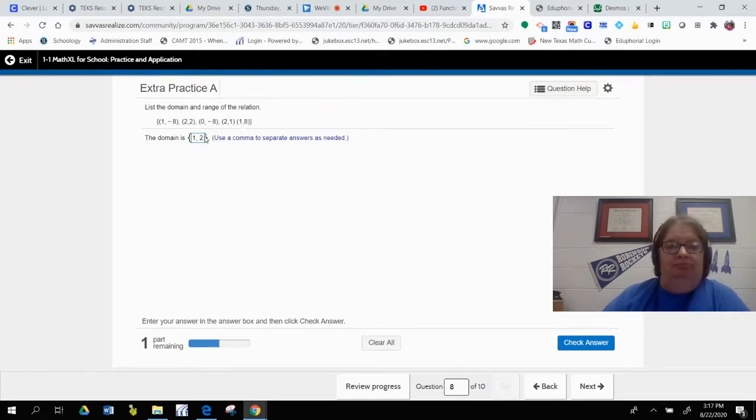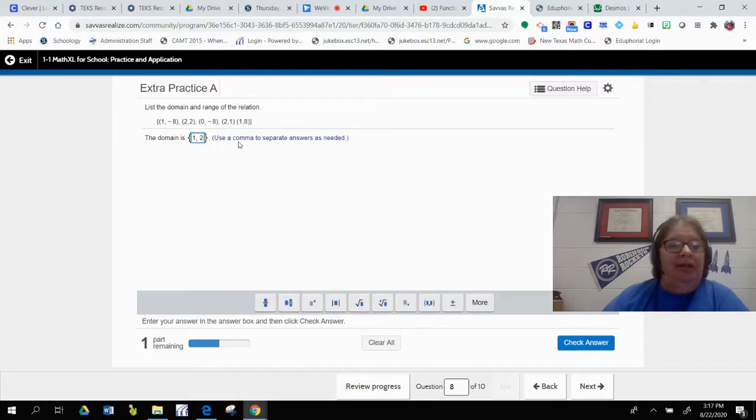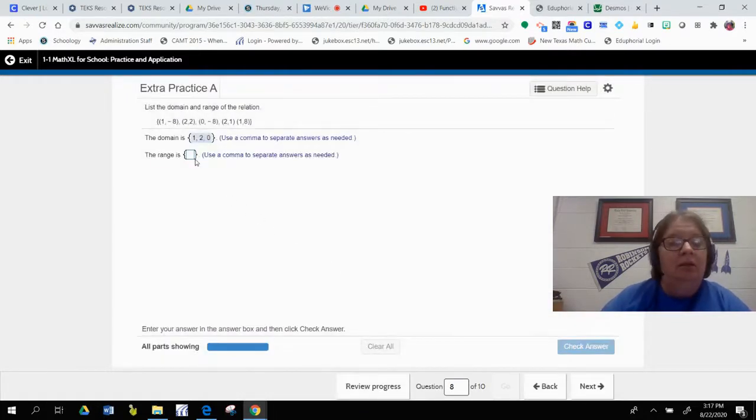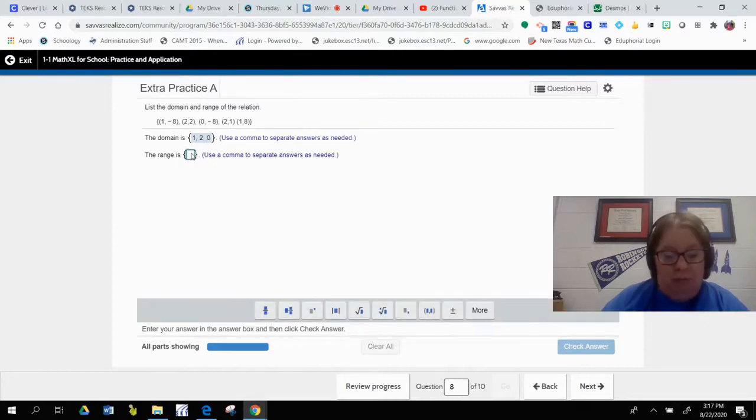Check answer. Well done. The range is the y values. Again, if it's listed twice, don't type it twice. Only list it once. Only type it once. So we have -8, 2. Do we need this -8? No. We have -8, 2, 1, and 8. -8, 2. We don't want another -8. A 1 and an 8. And we have commas between them. Check answer.